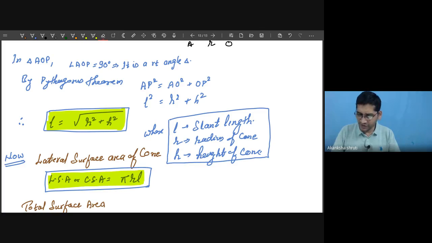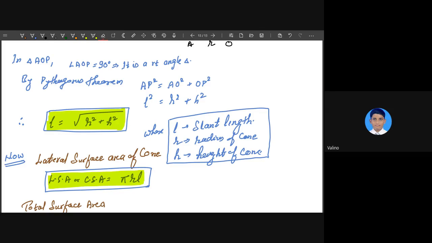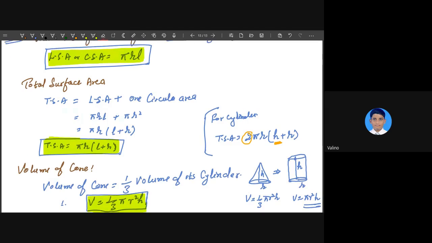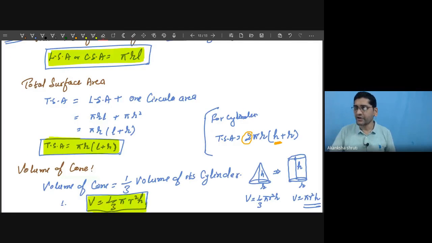So this was all about the cone. Yes, tell me. Sir, in volume of cone, how did we get 1/3? See this, how we are getting 1/3. The exact derivation of this you will learn in class 12. It is obtained with the help of integration.